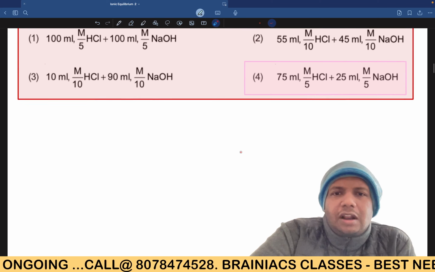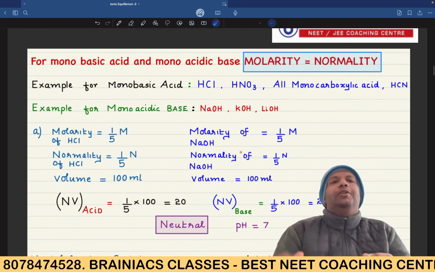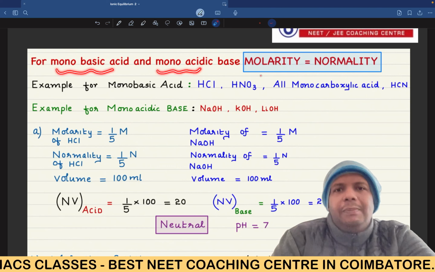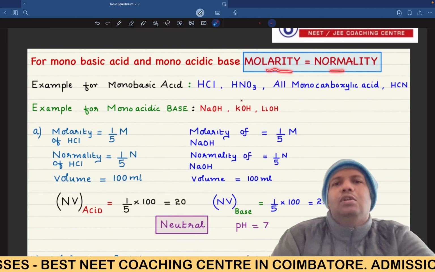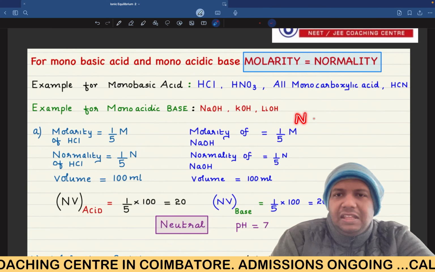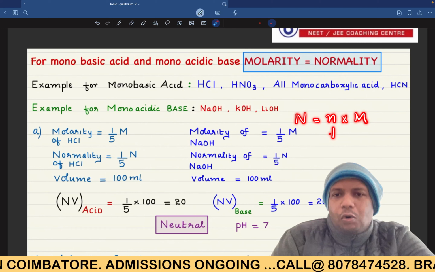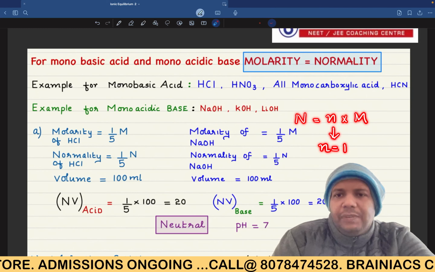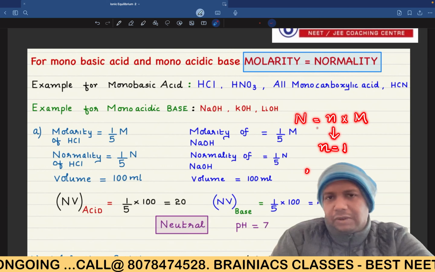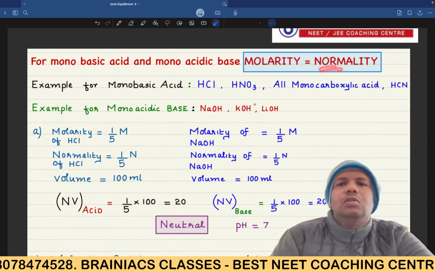Okay, now we will try to do the actual problem. I told you that for a monobasic acid or a monoacidic base, molarity would always be equal to normality. Why? Because normality is equal to n factor into molarity, and for a monobasic acid this n value would always be equal to 1. This is from our first chapter, basic concepts of chemistry. So for those cases, normality would be equal to molarity.